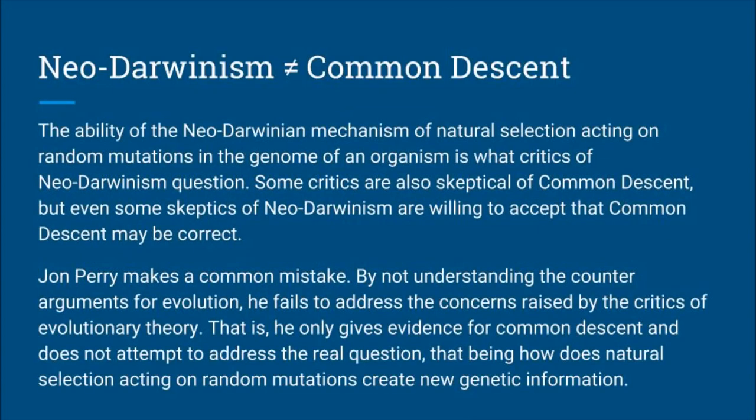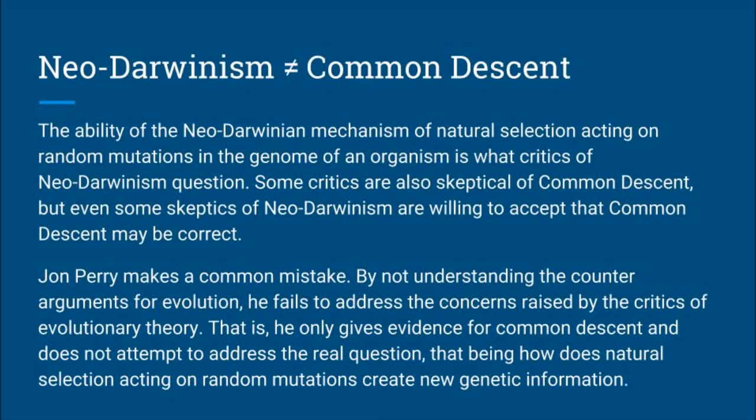Neo-Darwinism is not common descent. The ability of the Neo-Darwinian mechanism of natural selection acting on random mutations in the genome of an organism is what critics of Neo-Darwinism question. Some critics are also skeptical of common descent, but even some skeptics of Neo-Darwinism are willing to accept that common descent may be correct. Jon Perry makes a common mistake.